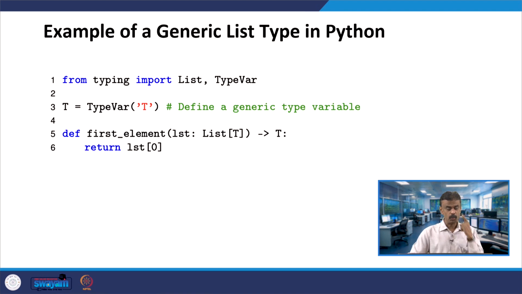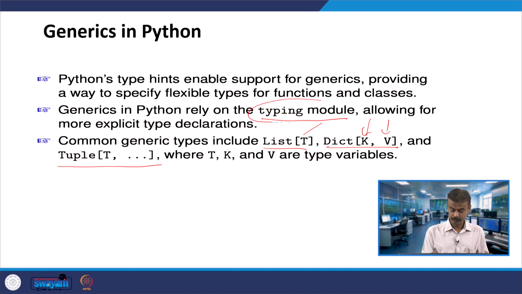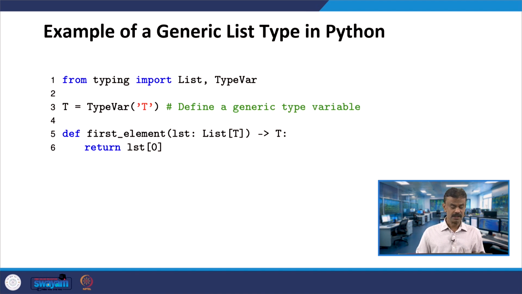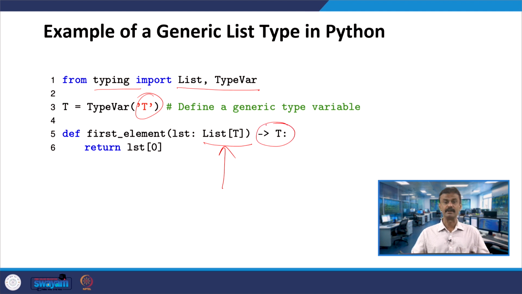So, these are all the generics in Python. In fact, how are we going to write it: from typing, this is what I said, the typing module. Generics in Python rely on the typing module, and then we have the explicit type declaration. So, here suppose I want to write from typing import List and TypeVar, and the type variable we are going to use is T. For example, I am creating an array, alright. So, here in Python this is called the return type T, and it is returning the first element. This is a simple example.